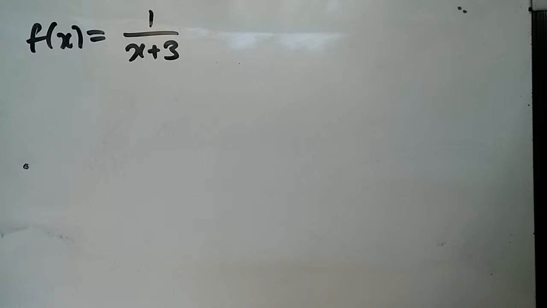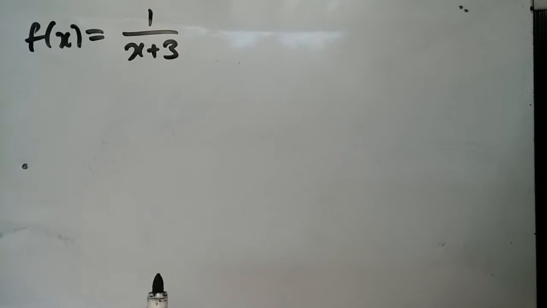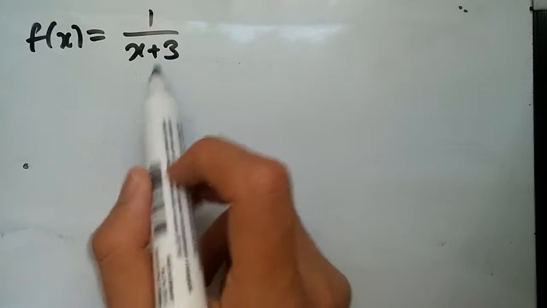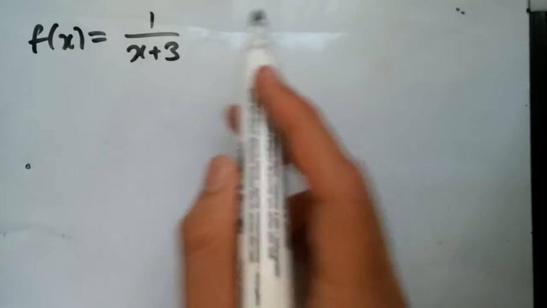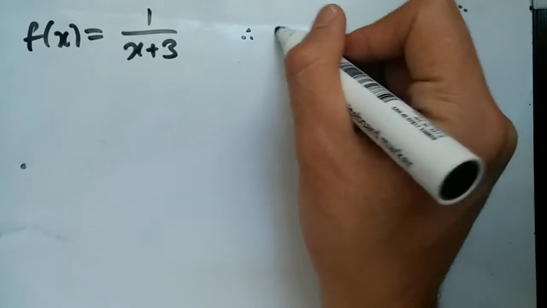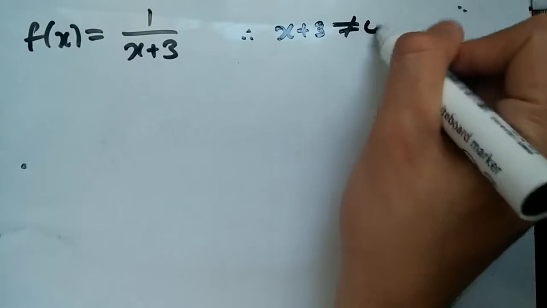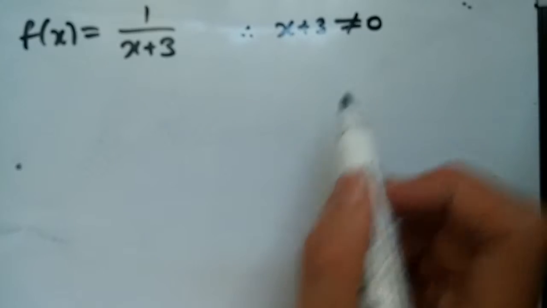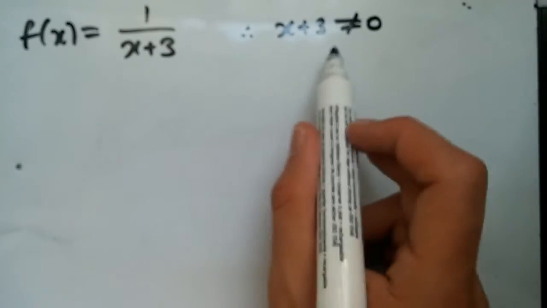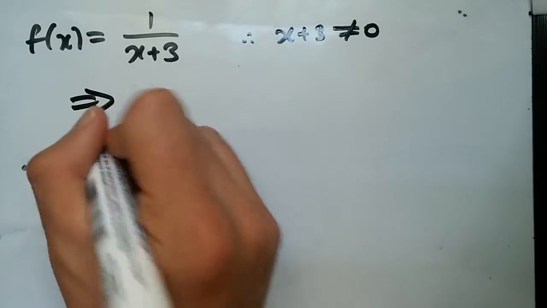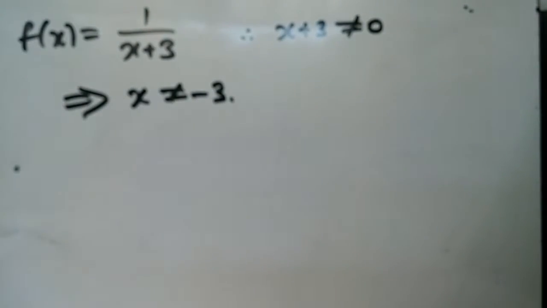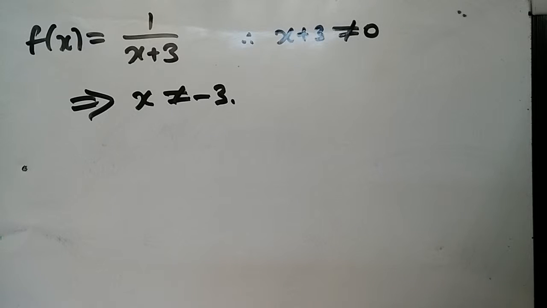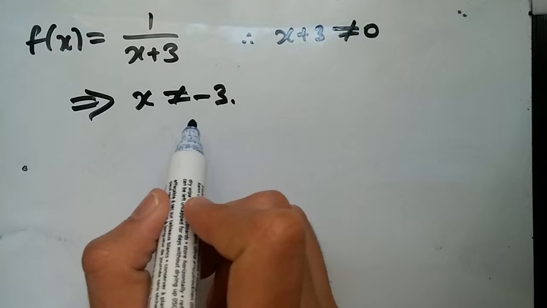Notice that for this, the domain in this case cannot be such that the bottom of the fraction is 0. You know that, right? So this implies that x plus 3 at the bottom cannot equal 0. Why? Because 1/0 is undefined. So if we rearrange this, it means that x cannot equal -3. So actually, the domain here implies that x can be any number but -3.